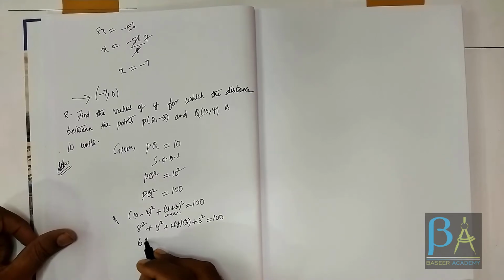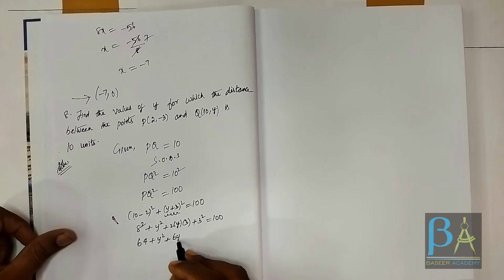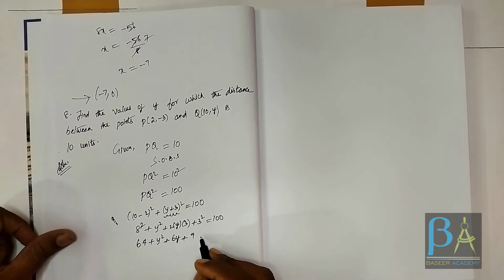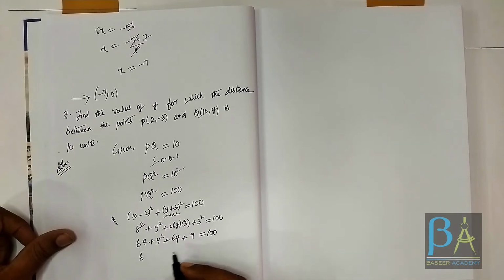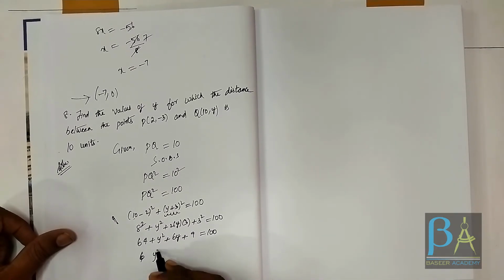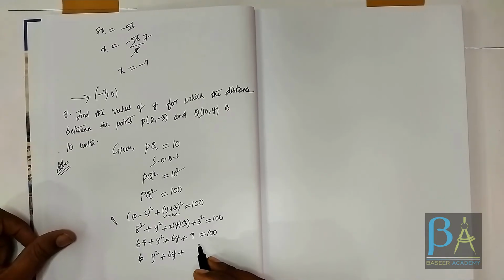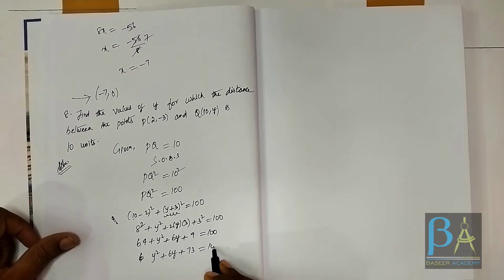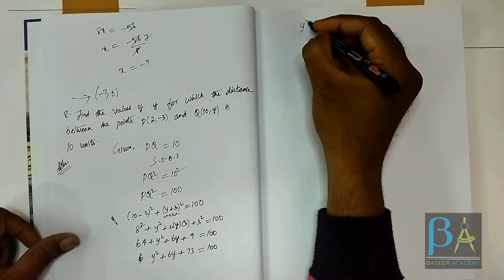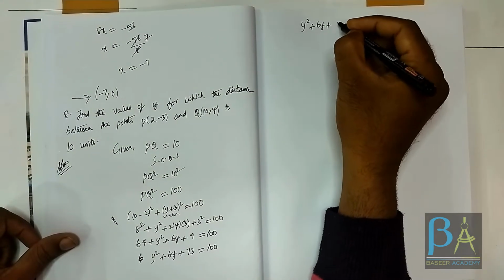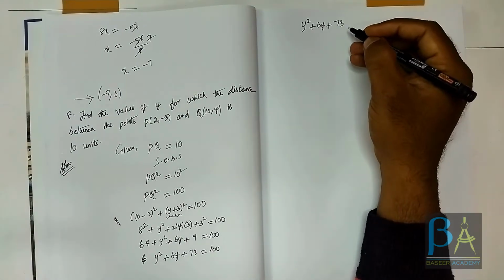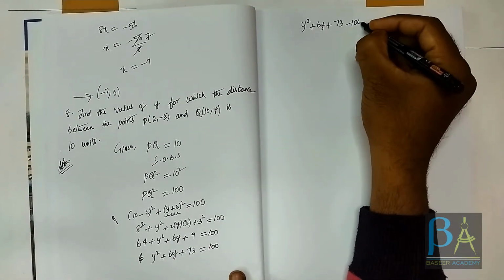Now what happens? 8 square is 64. This is y square. 2 into 3 is 6, 6 into y is 6y. 3 square is 3 into 3, which is 9. So what do we end up getting now? We end up getting y square plus 6y plus 64 plus 9, which is 73, is equal to 100. So y square plus 6y plus 73 minus 100 is equal to 0.